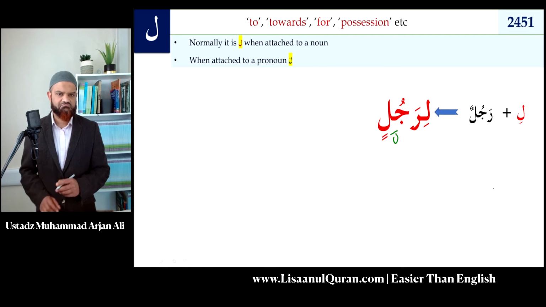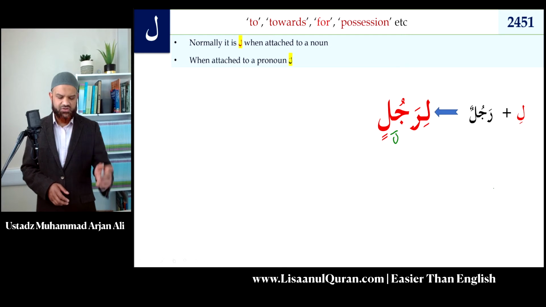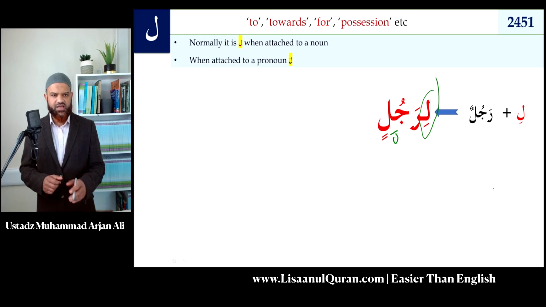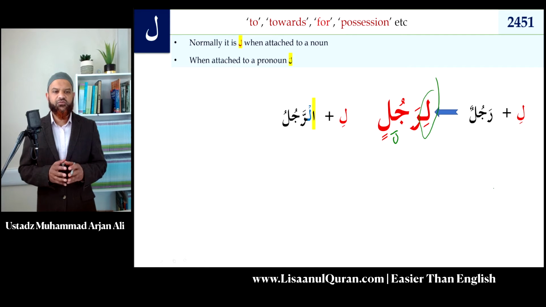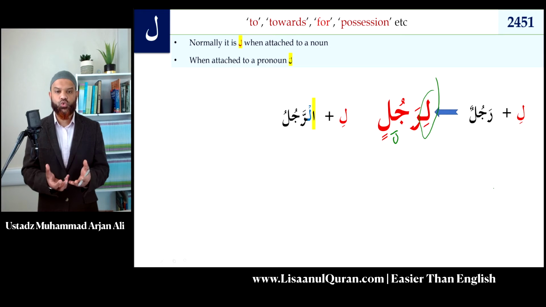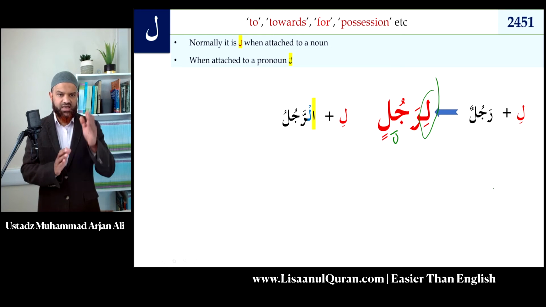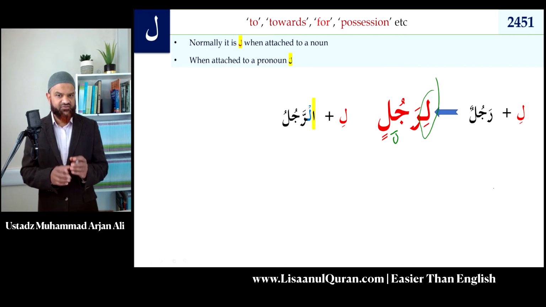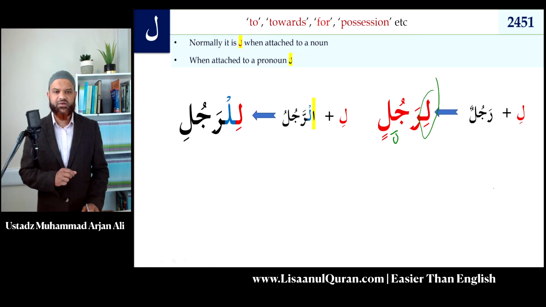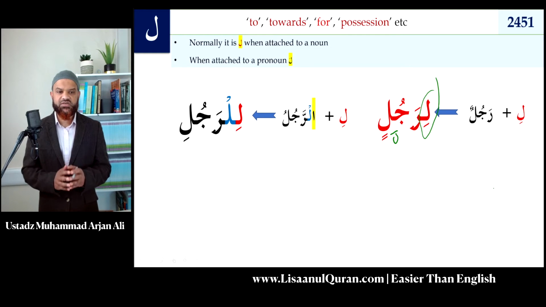Now, I hope it is not at all difficult for you to recognize that rajulin is in jar status. No problem. How? Because of this laam at the beginning. So, li rajulin, for a man. If I want to say for the man, I have li plus ar-rajulu. Please pay attention: the man, hamzatul wasl, and the laam. Here, what happens when it joins the li? Li comes and joins a word with hamzatul wasl, with al after it, which is the. What happens? The hamzatul wasl disappears in writing.